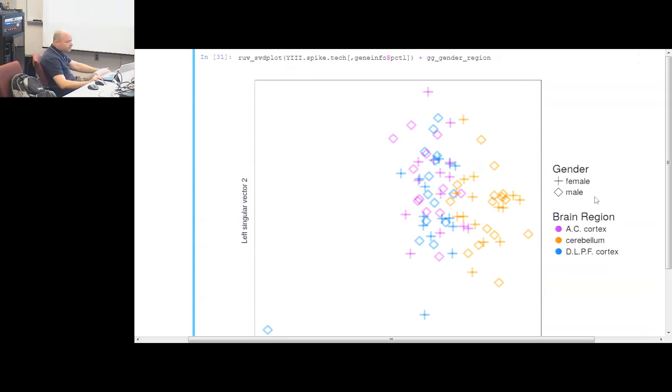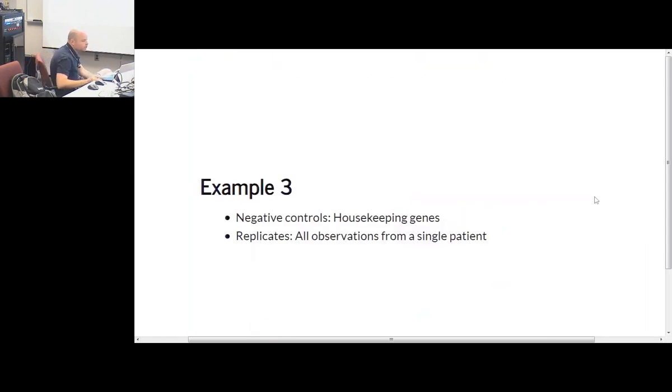Okay, now this next example is going to help make the point that I was trying to make earlier about how the negative controls and the replicates can help define which variation is wanted and which variation is unwanted. So what I'm going to do now is use as my negative controls housekeeping genes, and use as replicates all observations from a single patient.